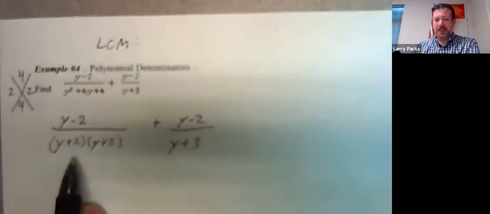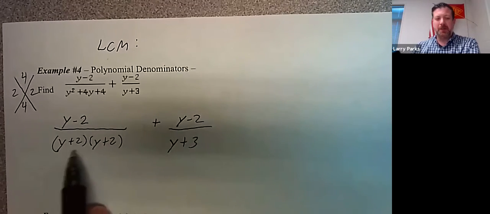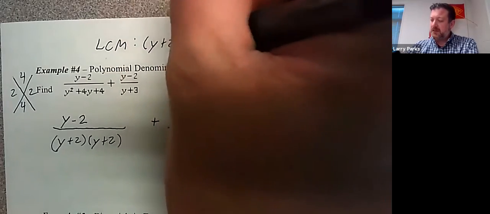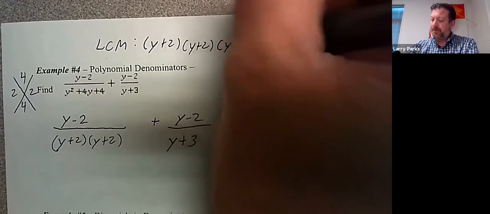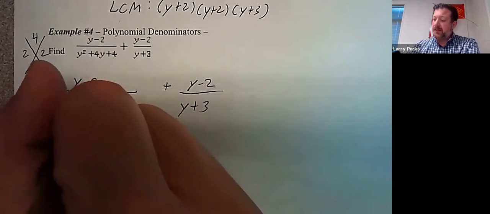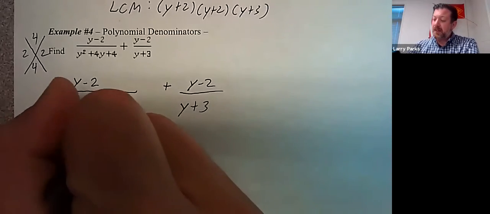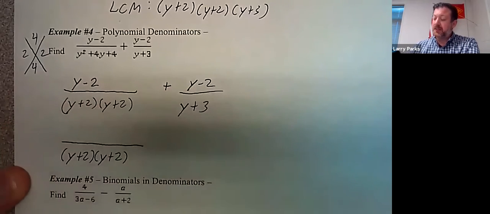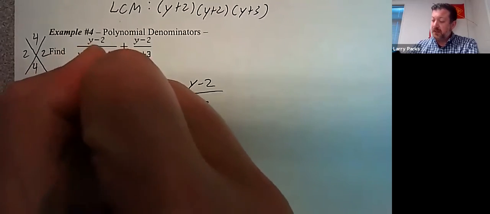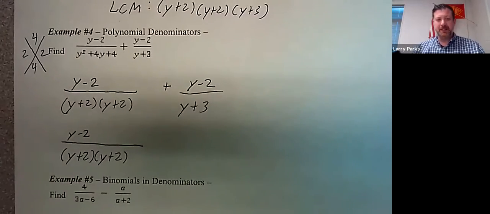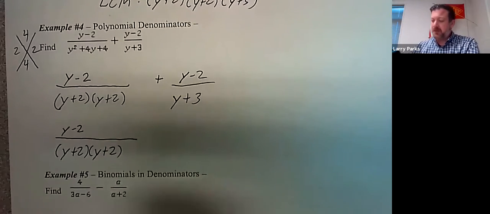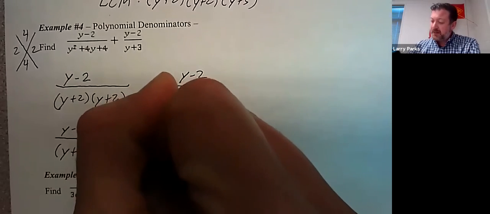So the LCM, because there's nothing in common, it's just going to be y plus 2, y plus 2, y plus 3. So I'm going to make my fraction, and I'm going to change them to a common denominator, y plus 2, y plus 2. And what am I missing? I am missing the y plus 3. And sometimes it helps to go ahead and put a y plus 3 down on both.